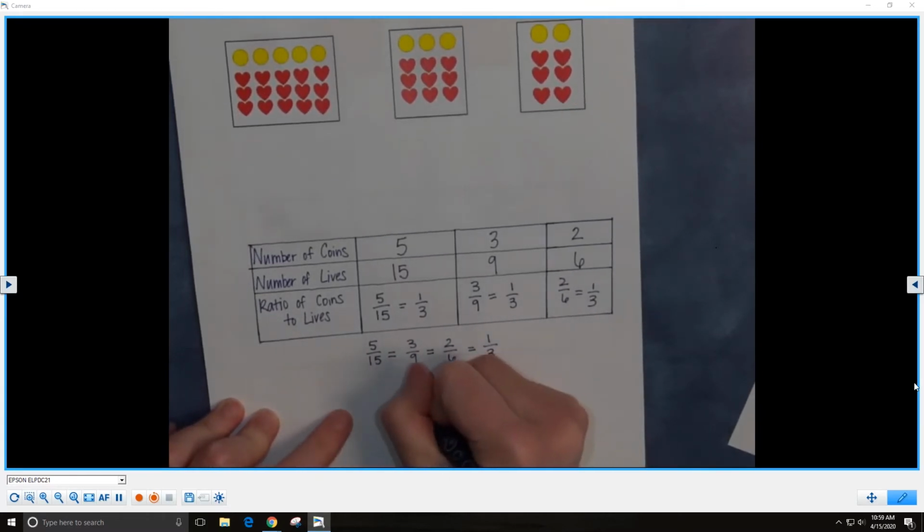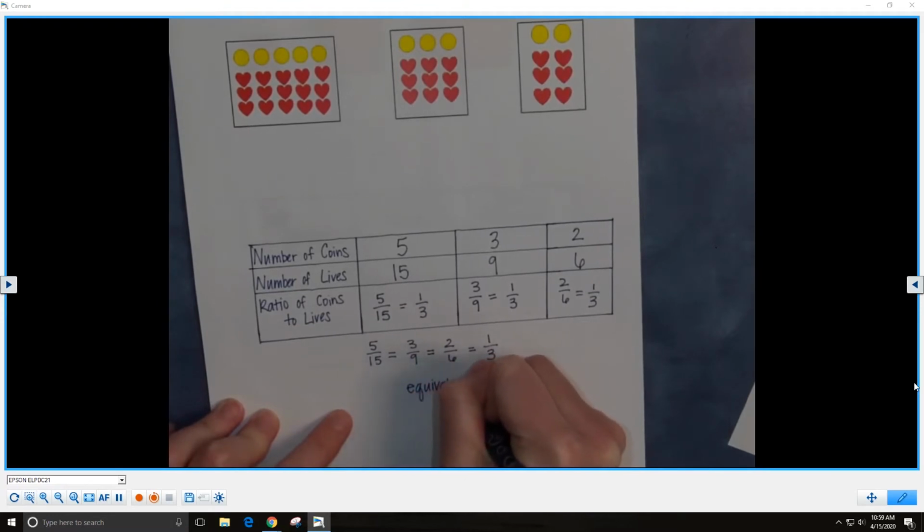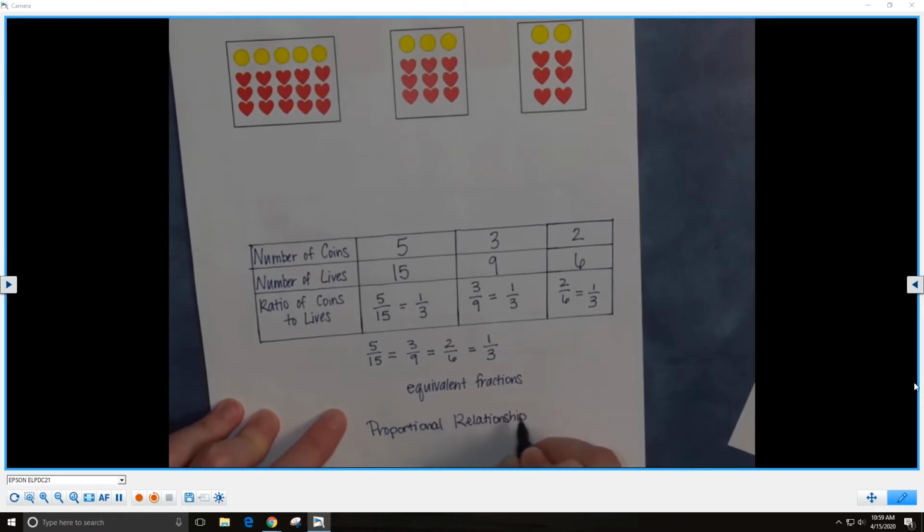Recall that these are called equivalent fractions. Well, this relationship is a proportional relationship. Two quantities are in a proportional relationship if all the ratios that relate the quantities are equivalent. Each ratio of coins to lives is equivalent to 1/3. The number of game lives awarded is proportional to the number of gold coins found.